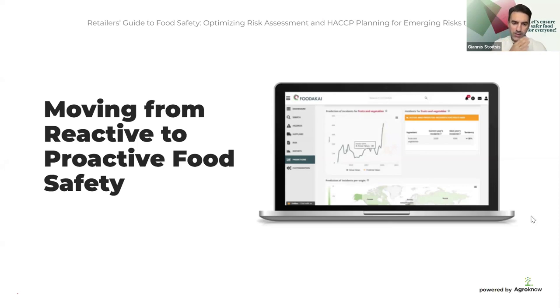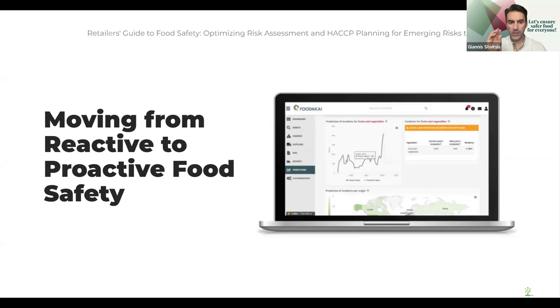To address the challenges that we have already covered, specifically for these three areas of risk monitoring, risk assessment, and risk prevention, we will introduce three key use cases that provide practical solutions to enhance your risk management strategies. These use cases specifically demonstrate how adopting a dynamic, data-driven strategy can transform food safety management from a reactive to a proactive approach. So this is the goal.